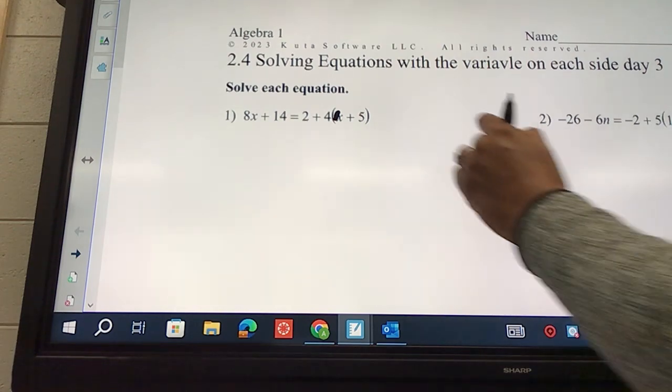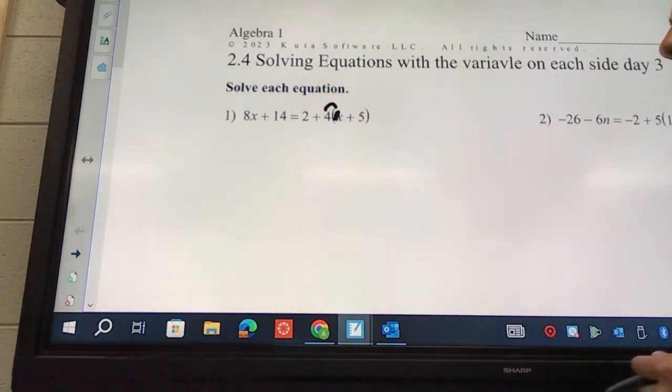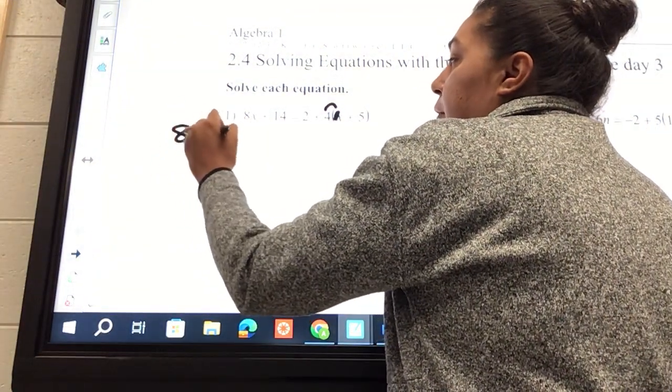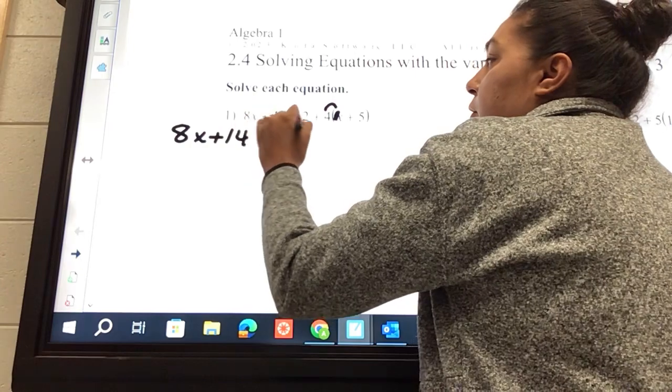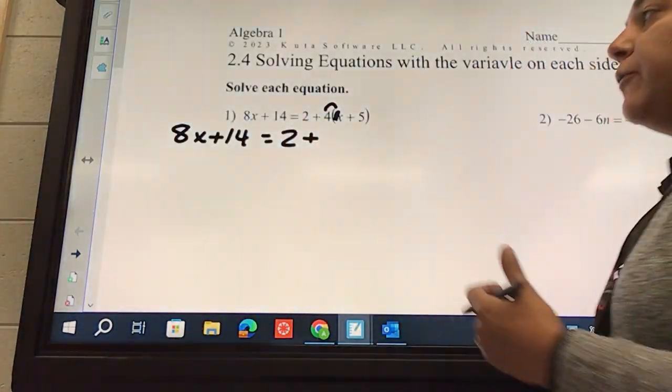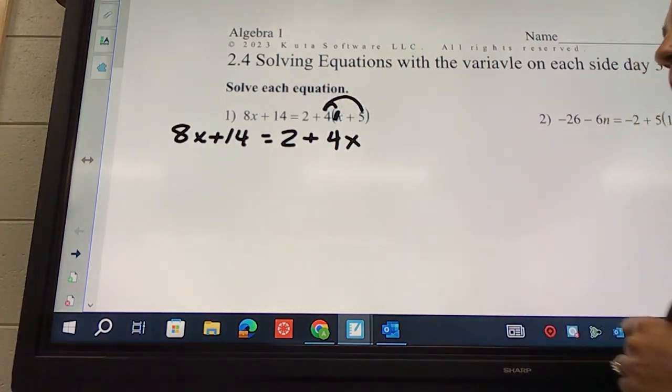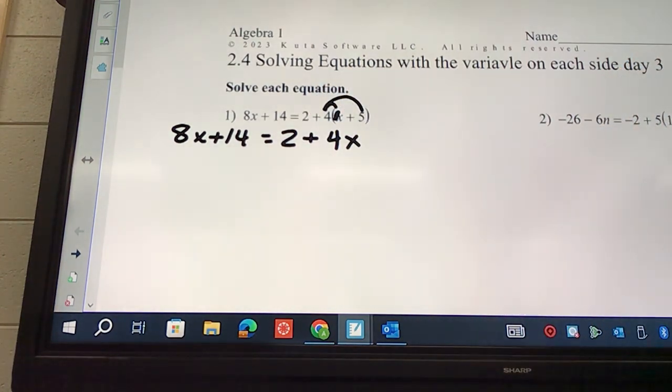Okay, so 4 times 1 is what? 1. Okay, and I'm just going to rewrite this whole thing. 8x plus 14 equals 2 plus, okay? And so 4 times 1 is 4, and we have that x. 4 times 5 is 20.